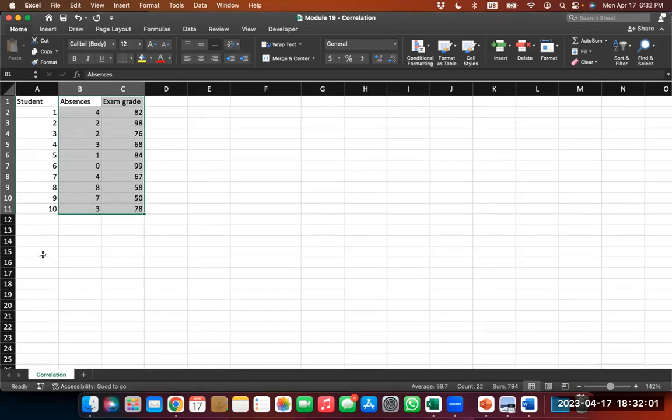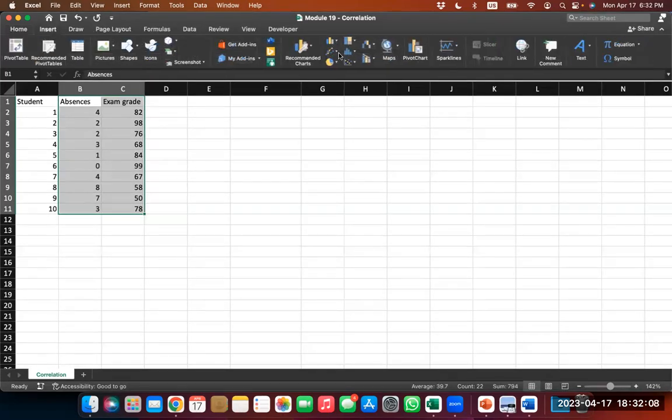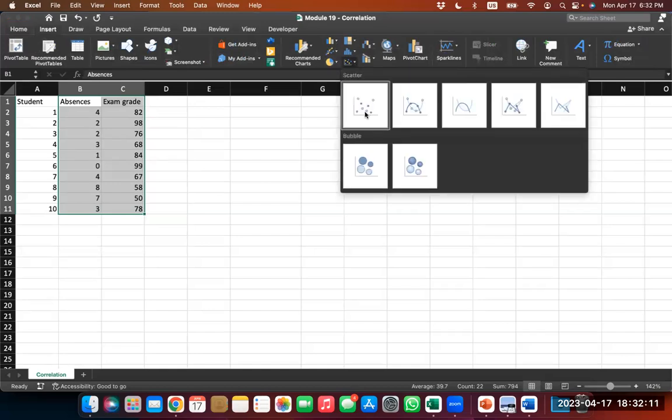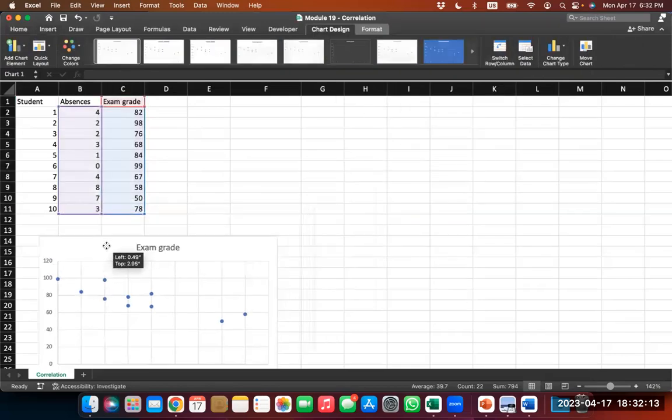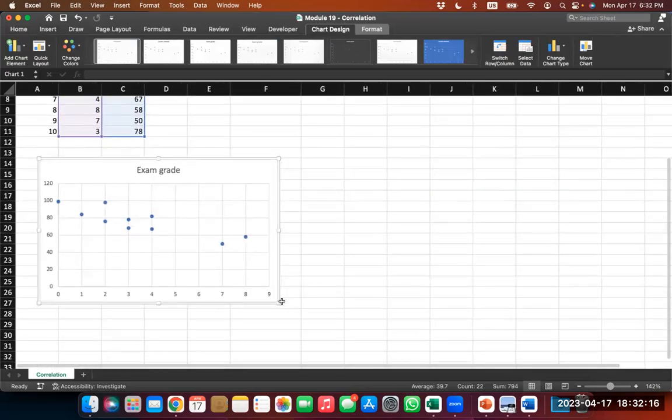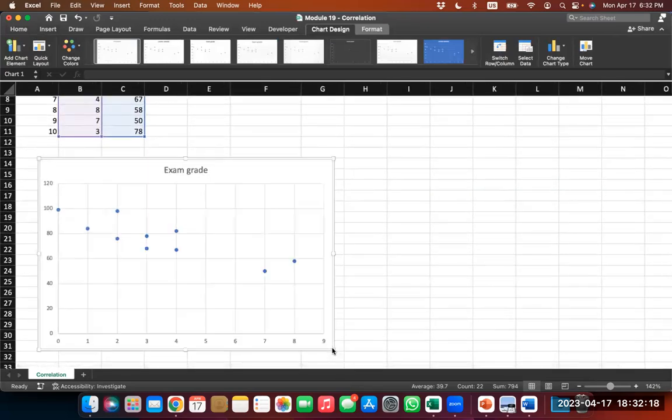So first, let's start with the scatter plot. We're just selecting the two variables, going to Insert, searching for the scatter plot, and we're getting the scatter plot right there. That's the association. When we look at this association, there's already a trend downwards. So it indicates that there's, in some shape or form, a negative correlation. And we will quantify this in the following.